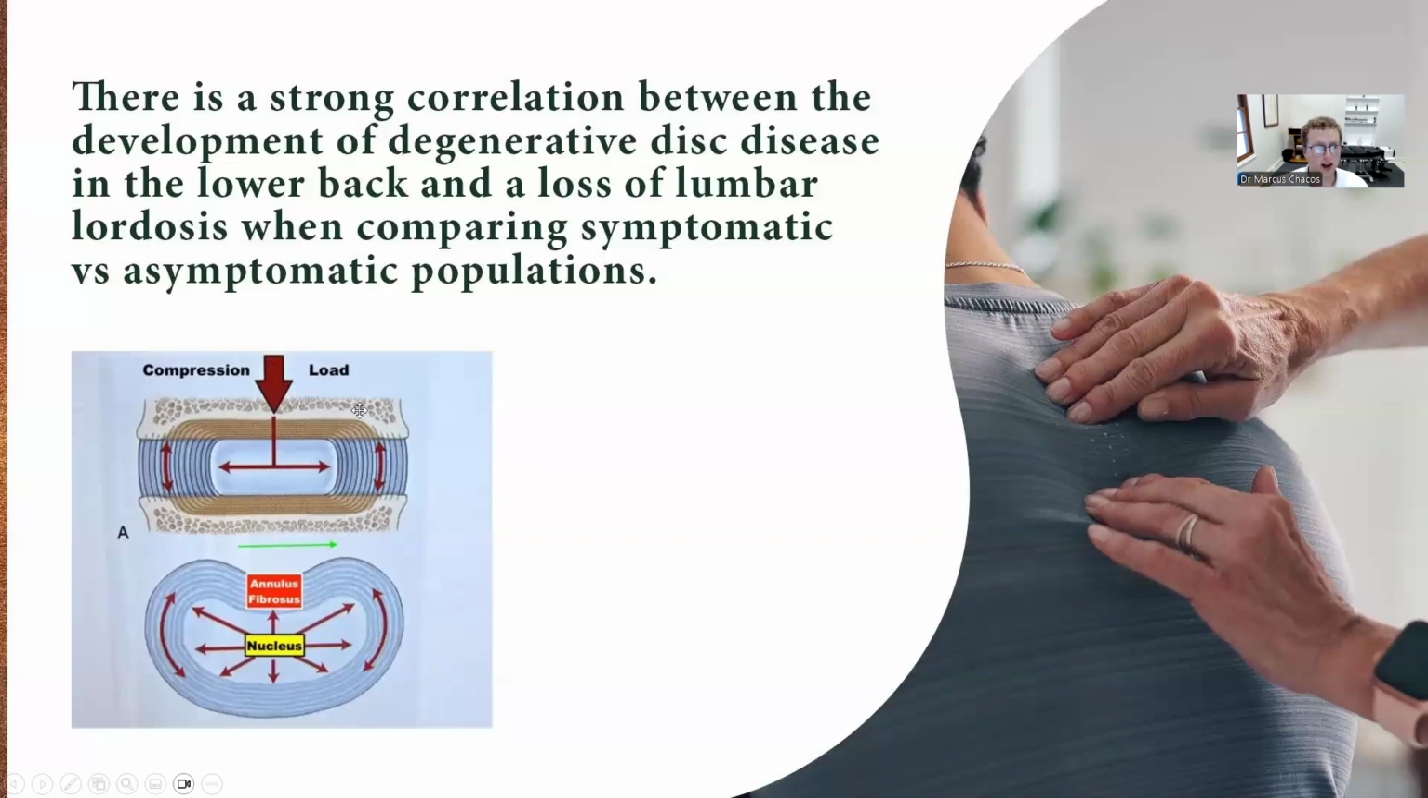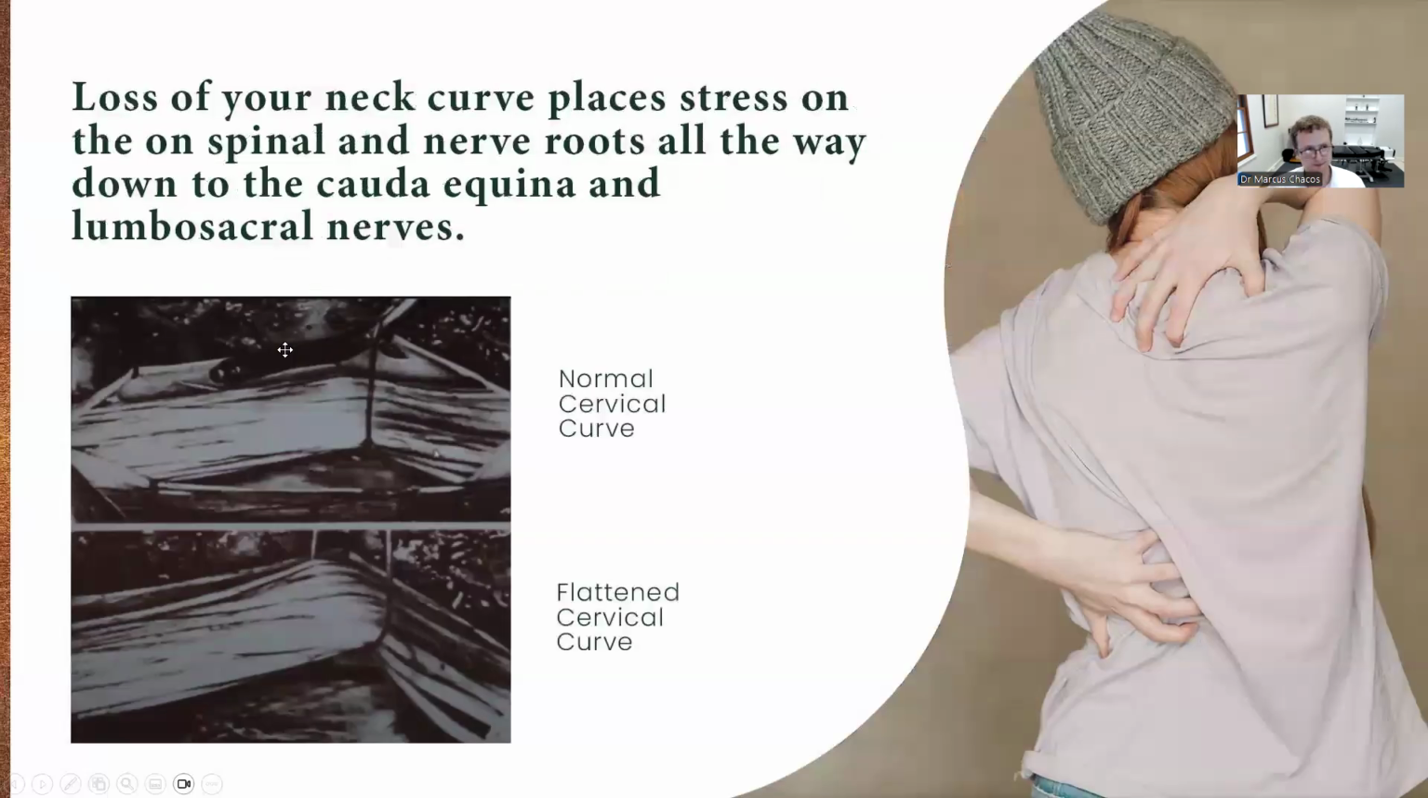Then you've got the annulus fibrosus on the outside, which is the fibrous component of the disc. You can see that dispersal of force from the nucleus pulposus outwards, as a result of the compressive load that discs have to hold up.